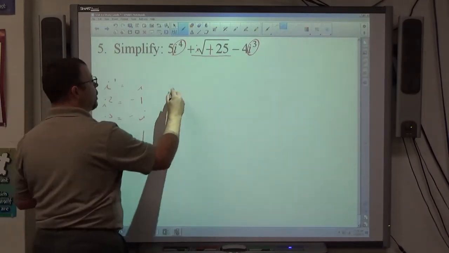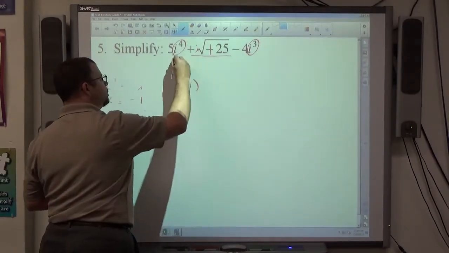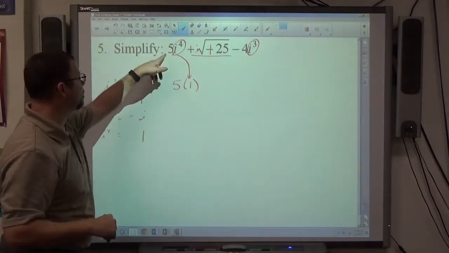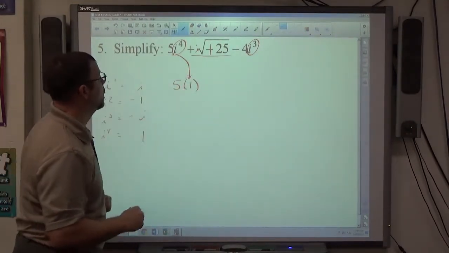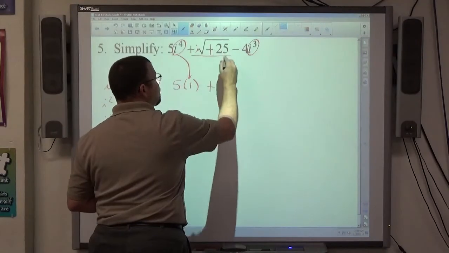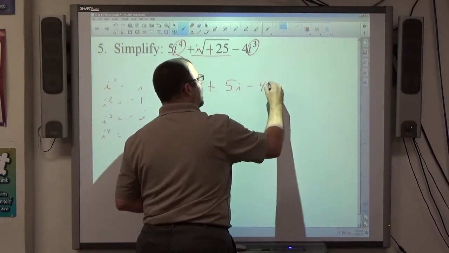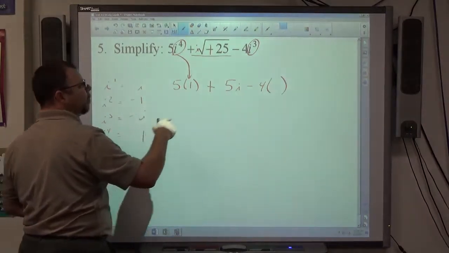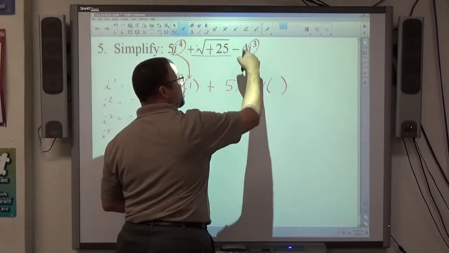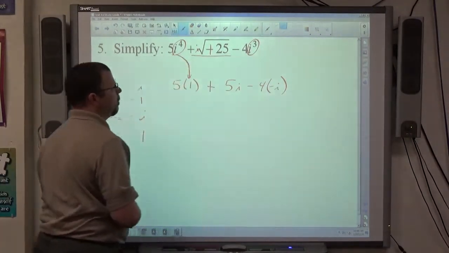5i to the fourth is going to be 5 times 1, i to the fourth equaling 1. Again, that's 5 times that, so 5 times 1. The square root of 25 is 5, being multiplied by i. And then 4i cubed. i cubed is negative i. i cubed is being multiplied by 4, so negative i is being multiplied by 4.